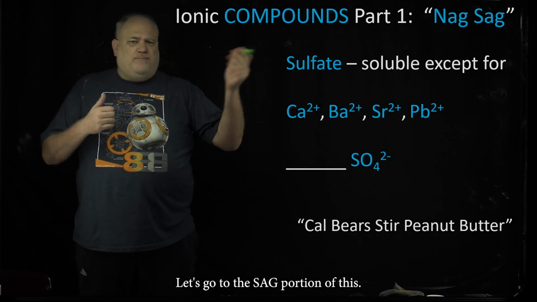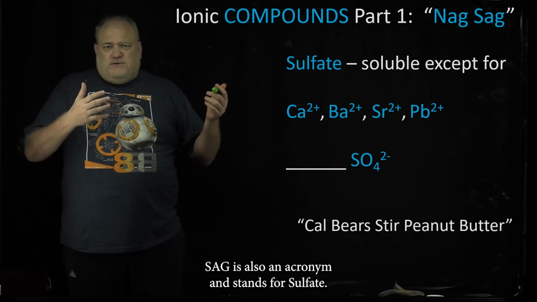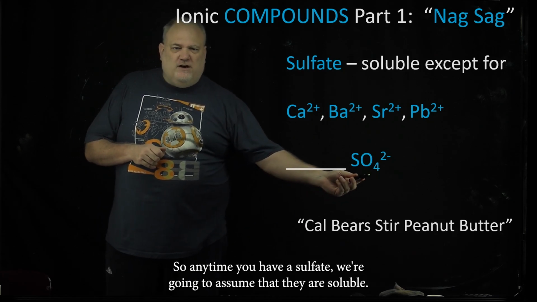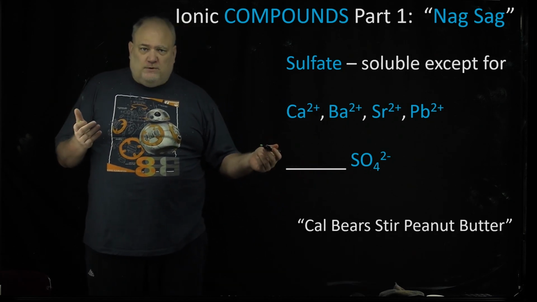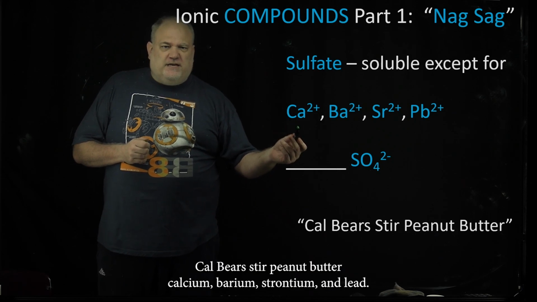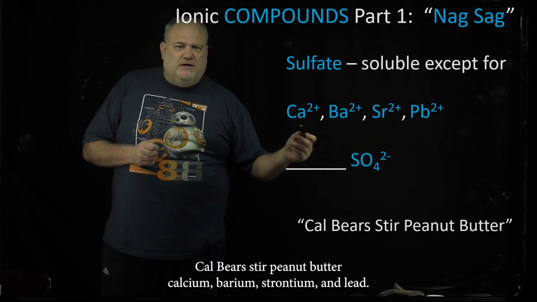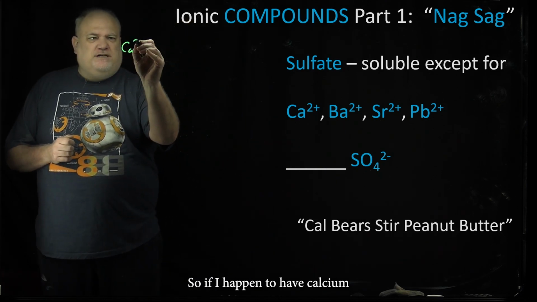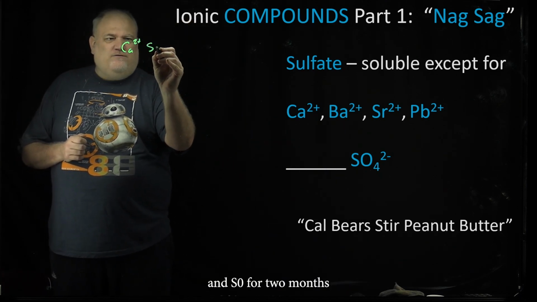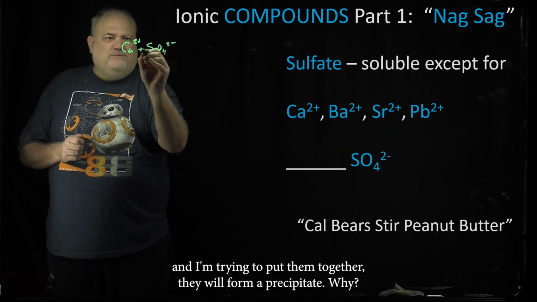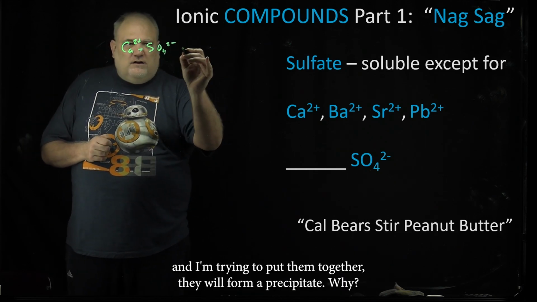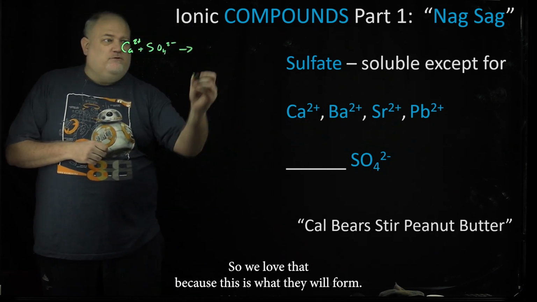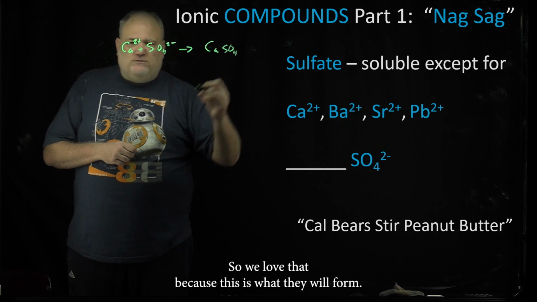Let's go to the SAG portion of this. SAG is also an acronym, and the S stands for sulfate. So anytime you have a sulfate, we're going to assume that they are soluble. There are only 4 exceptions: Cal, Bears, Stir, peanut butter. Calcium, barium, strontium, and lead. So if I happen to have calcium and SO4 2-, and I'm trying to put them together, they will form a precipitate. Why? Because these 4 are the only things that are not soluble. So we love that because this is what they will form.